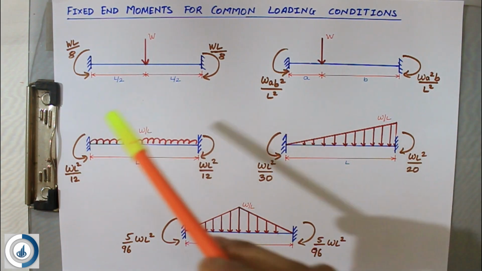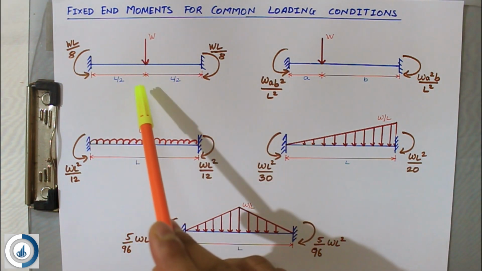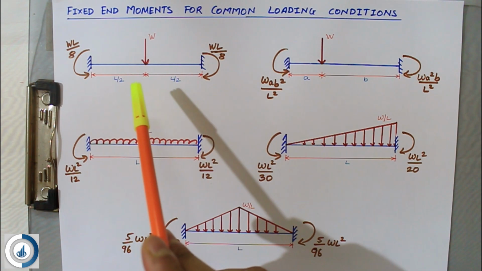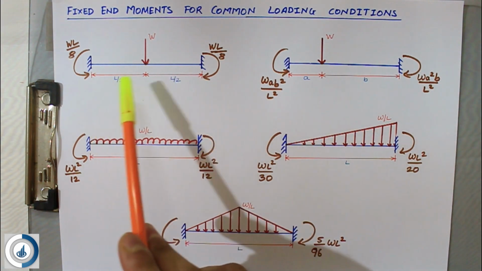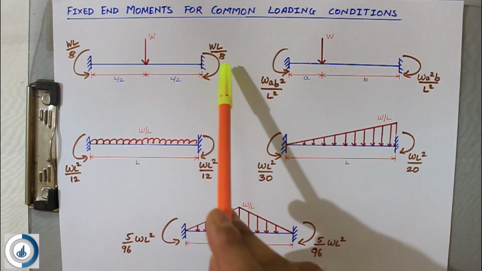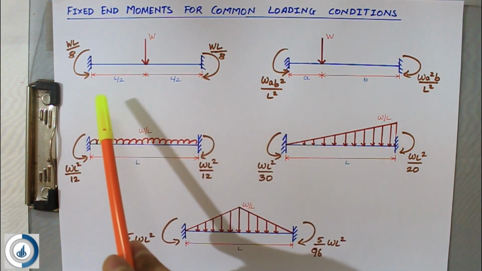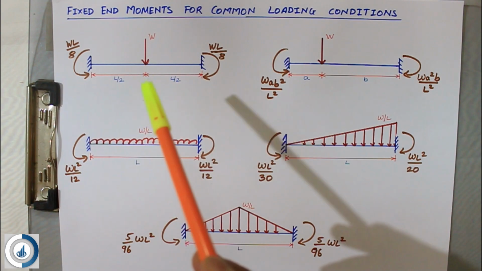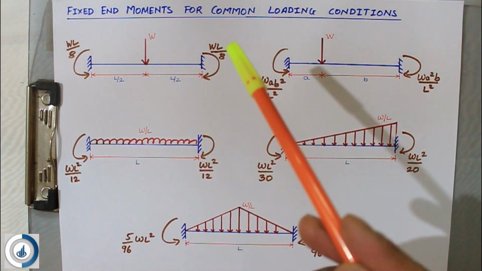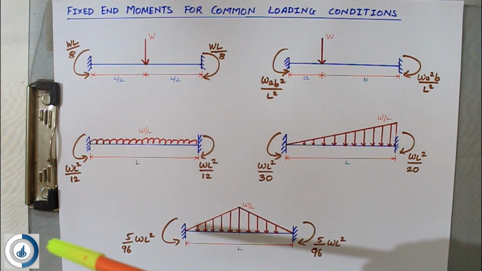Okay, so for this condition, a point load at the center, the fixed end moments are given here, that is WL by 8 and WL by 8. So for both the ends the quantity remains the same, only the sign will change, and we will go through it when we go through the problems of slope deflection method.